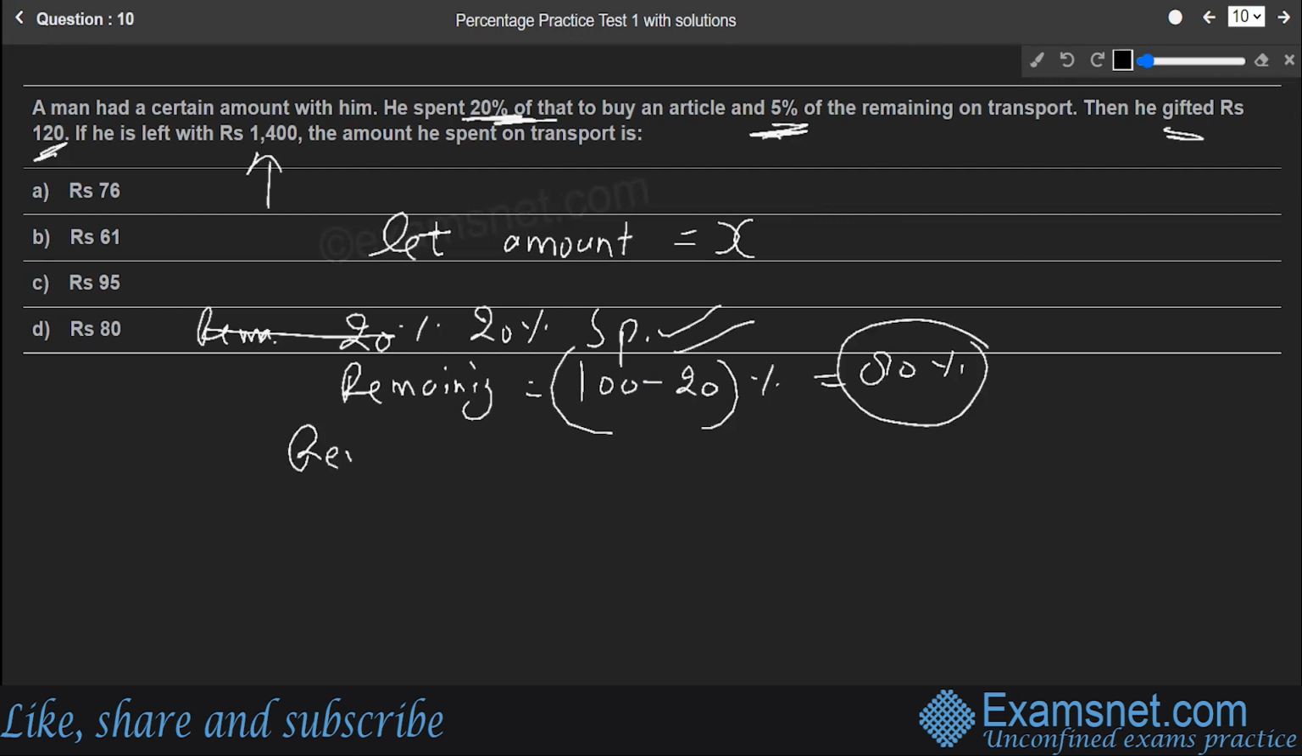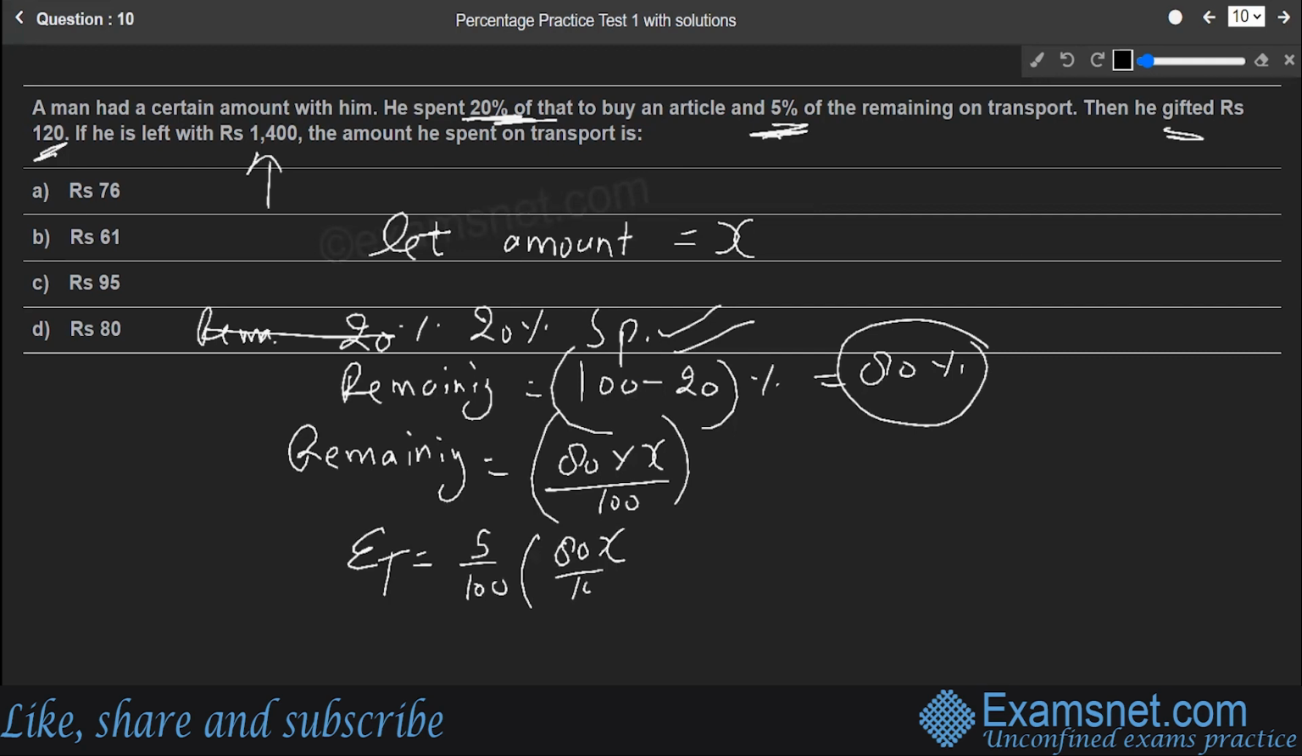How much is that? We can write down here. The remaining part is 80% of x, that is 80x by 100. Now he says 5% of the remaining has been spent on transport. So the expenditure on transport is 5% of this remaining, that is 5 by 100 of 80x by 100, 5% of 80% of x. Then he says he gifted rupees 120. So rupees 120 has also been withdrawn from his amount.